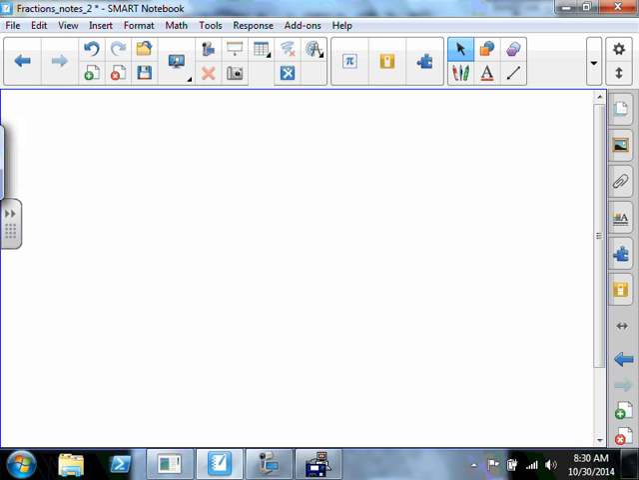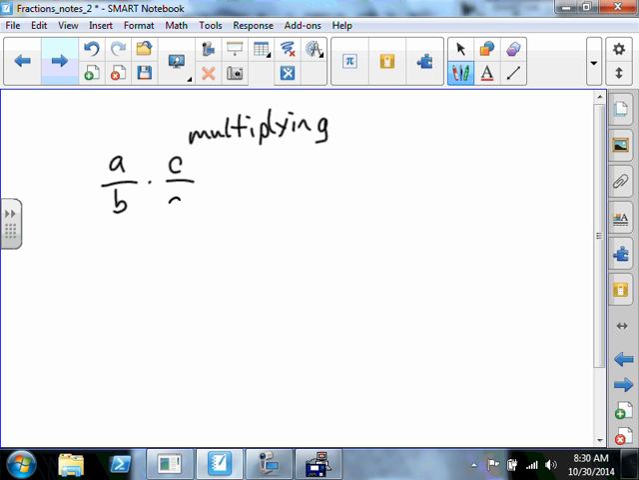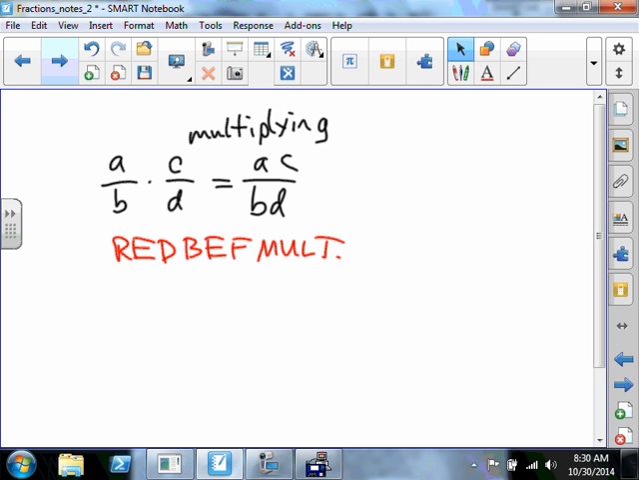So multiplying. Real easy. A over B times C over D is AC over BD. In other words, when you multiply fractions, you multiply across the top, you multiply across the bottom. I like to write this on people's paper when they forget to do this. It's an abbreviation. It doesn't look like much of one. Red Beth Malt. Red Beth Malt is me kindly telling you that you should cross-cancel first, or reduce before multiplying.